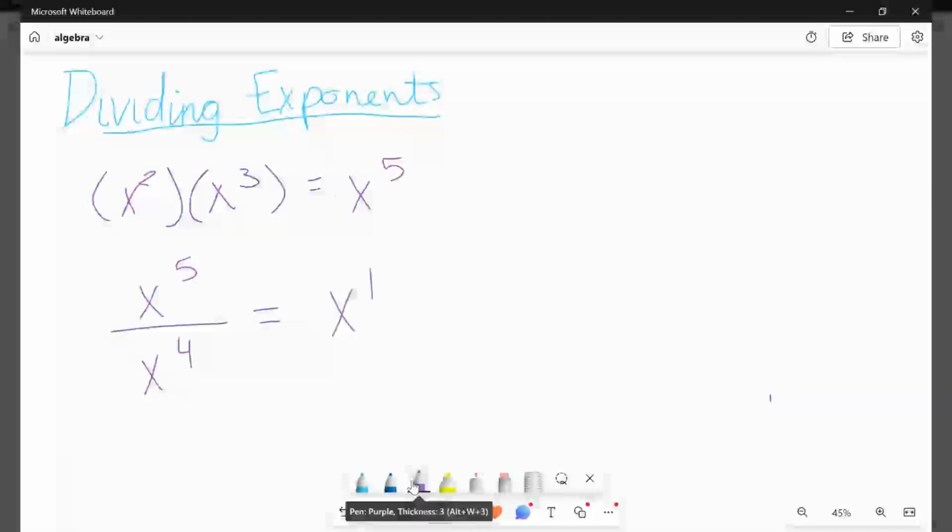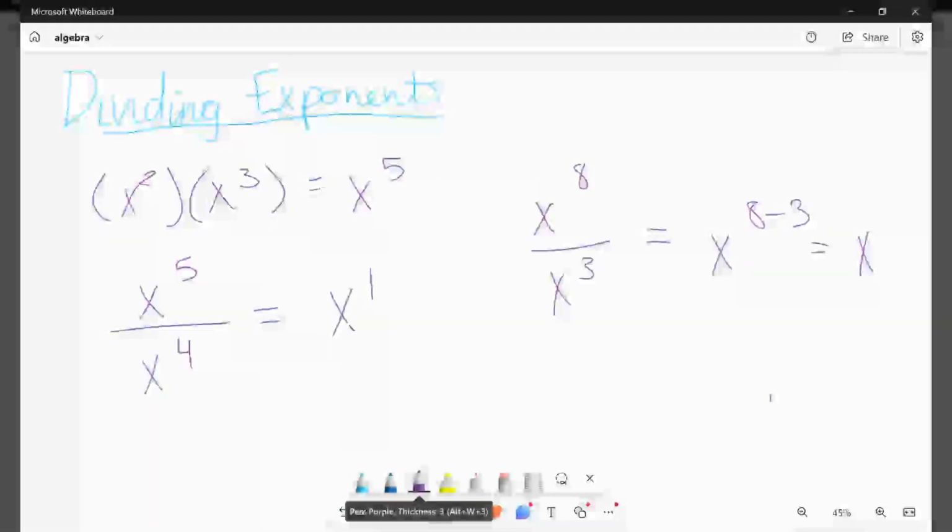So let's do another. Let's do x to the eighth over x to the third. We keep the same base, 8 minus 3, just to show you the process, x to the fifth, and we're done.